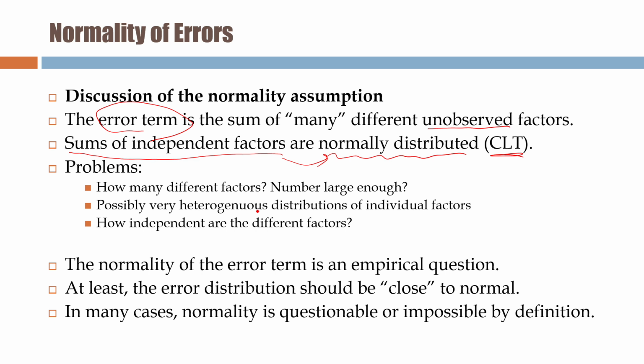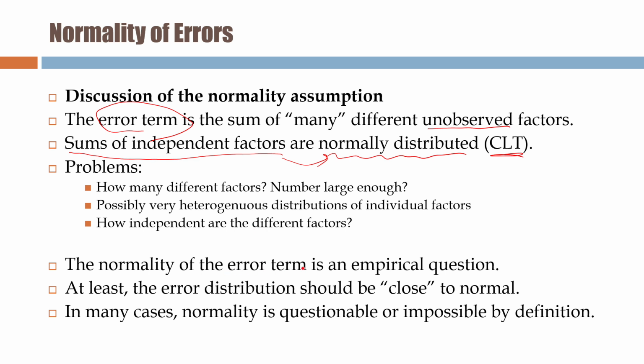So if your individual factors are all different, and you add up just a small number of the factors, the summation may not follow the normal distribution, right? So that's why we call this an assumption. And also the independence of the individual factors affects our result. However, we will assume there is a large enough number of unobserved factors. Therefore, we can assume our error follows the normal distribution.